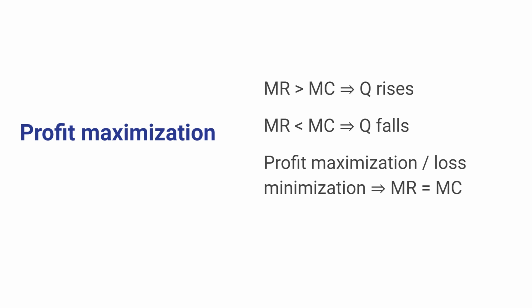We have a maximum level of profit or a minimum level of cost at the level of output at which marginal revenue equals marginal cost, which is exactly the same condition we had for perfectly competitive firms. And in fact, this is going to be true for any profit maximizing firm, no matter what the market structure. However, the process is going to be just a little bit different here.